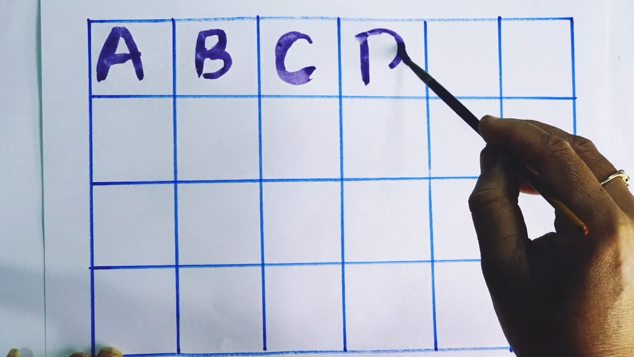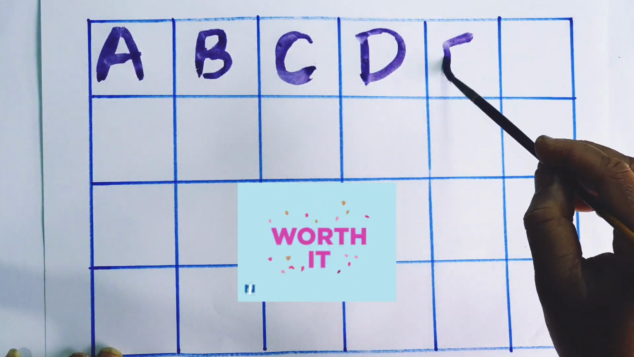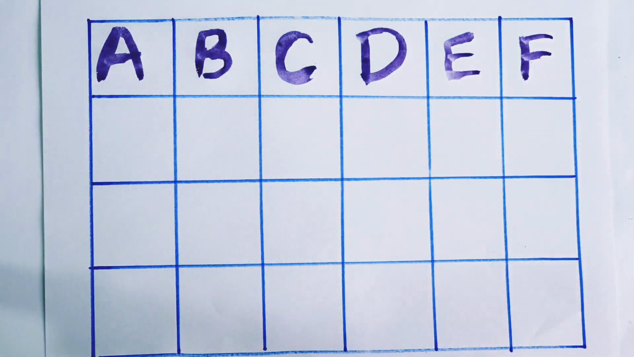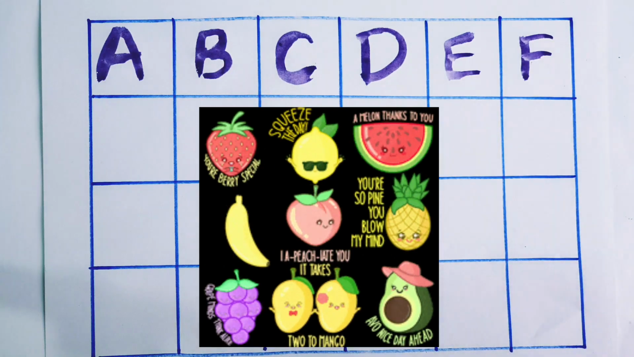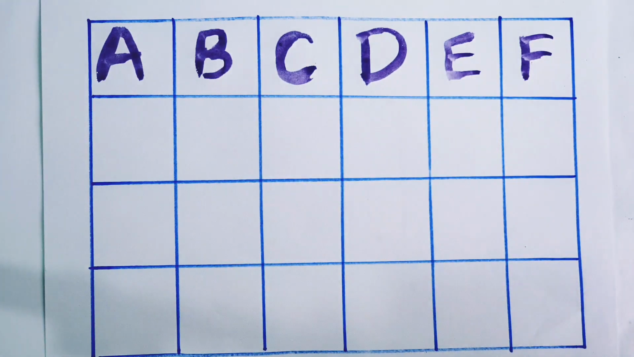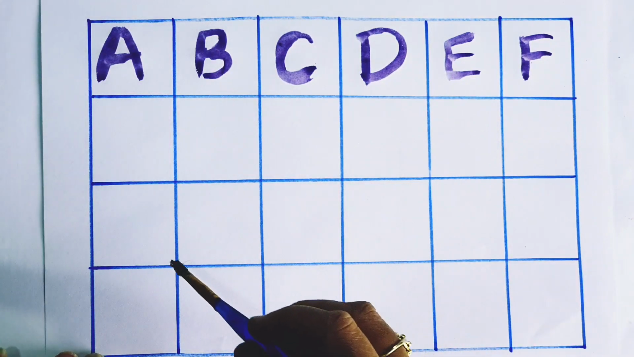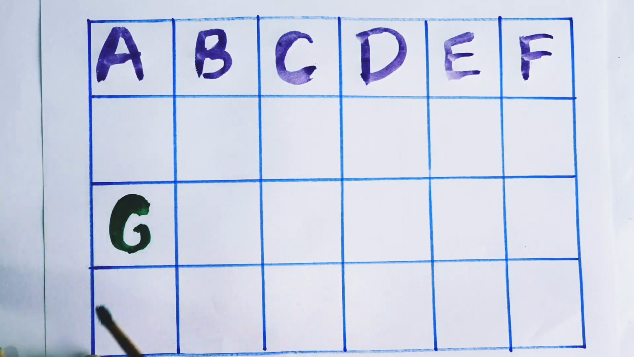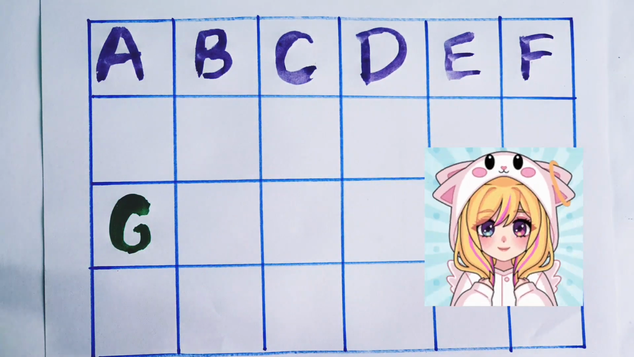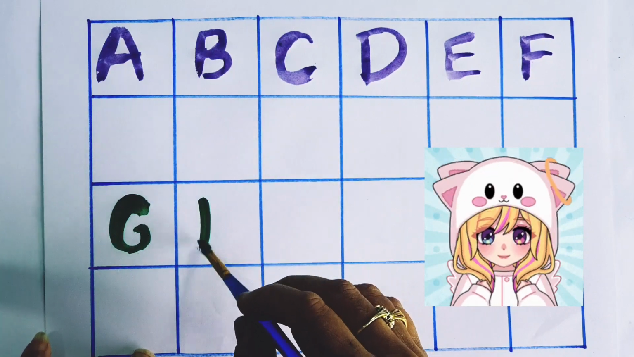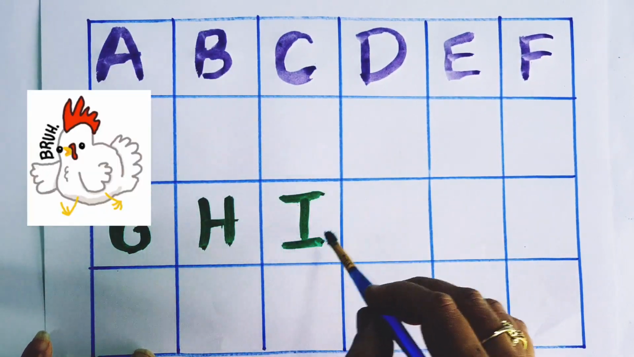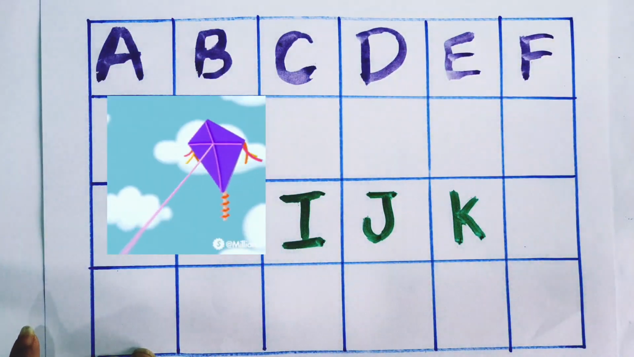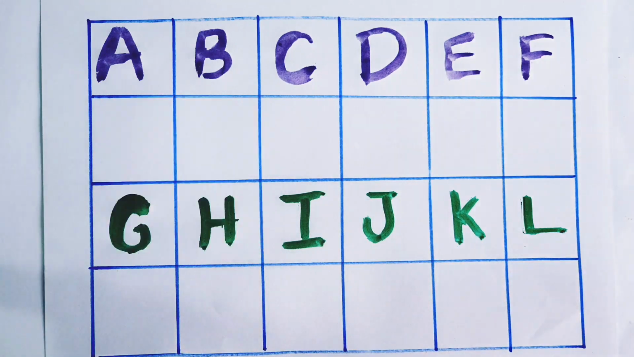D for donut. E for eggplant. F for fruits. Dark green color. G for girl. H for hen. I for eyes. J for joker. K for kite. L for lion.